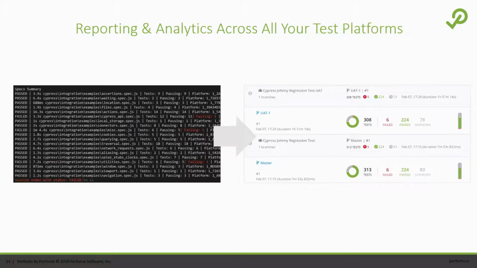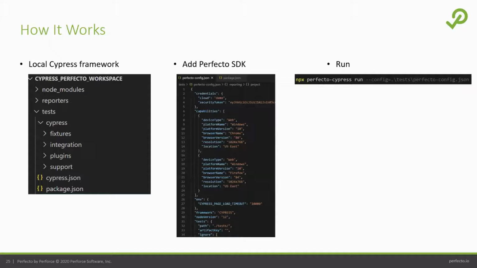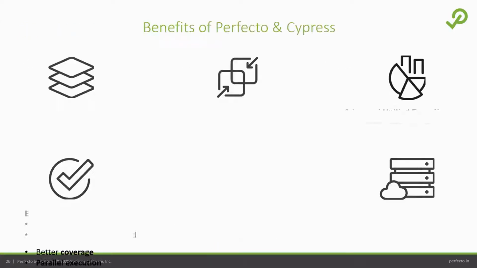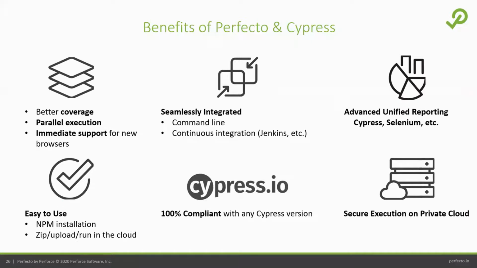Reporting is a different benefit of running Cypress at scale in the cloud, and I will soon show you how it works. You basically install Cypress locally, add the SDK, configure the different capabilities like you would do with Selenium, and run it at scale in the cloud. I mentioned these benefits. This is an aggregation of everything I've just said: the coverage, the integration, the compliance with Cypress, the ease of installation, reporting, and secure cloud execution.